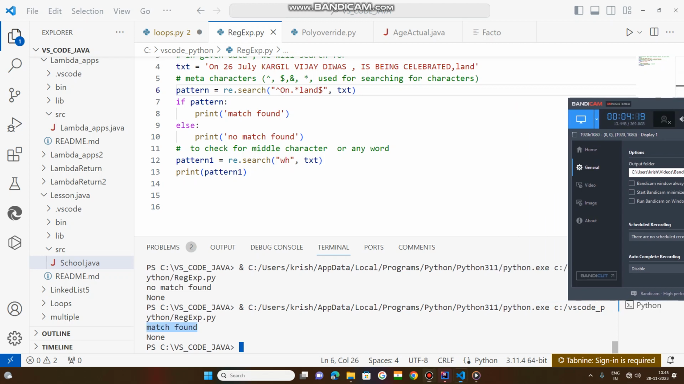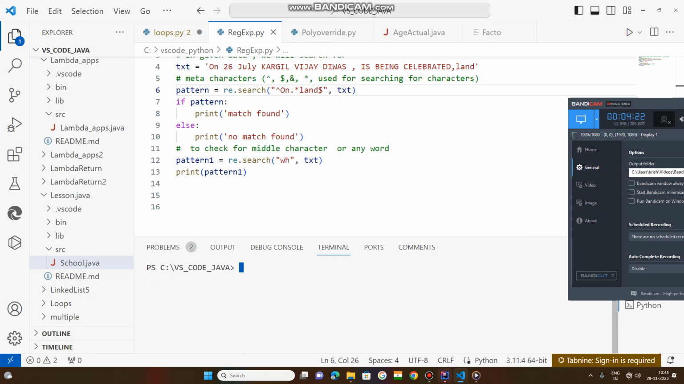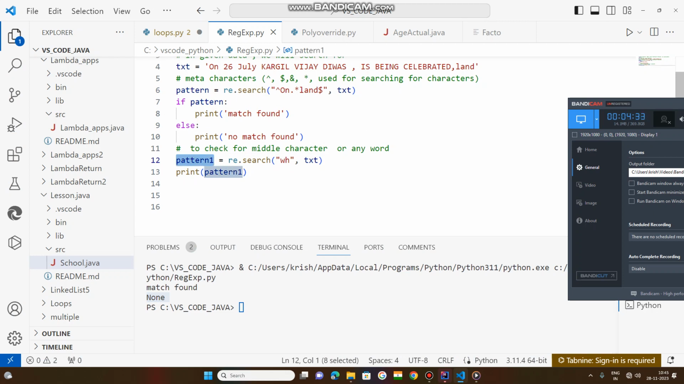See what happened. Clear the screen. Now you run this code. So here match found and none. What do you mean by this? Two patterns we have designed, pattern 1 and pattern 2. Here the if else condition we have applied. Match found means this pattern I have designed, the string starting with the word on, with no white space, because this caret symbol is used for the starting word.